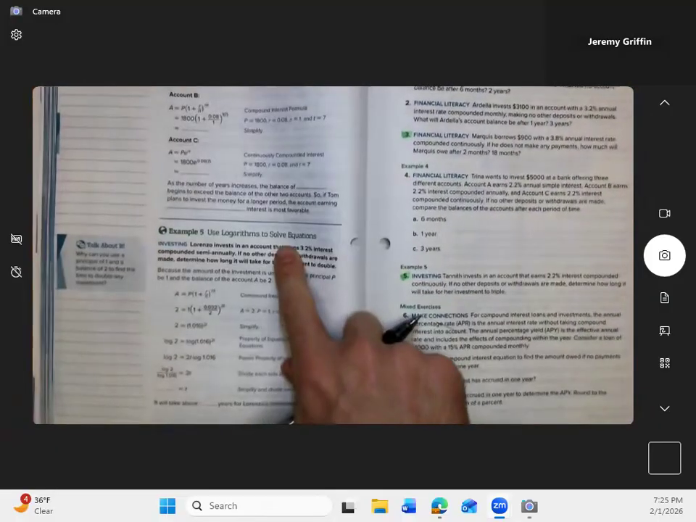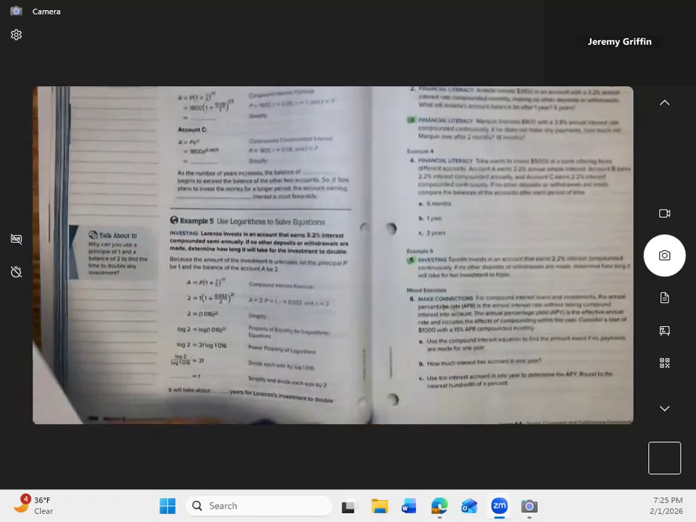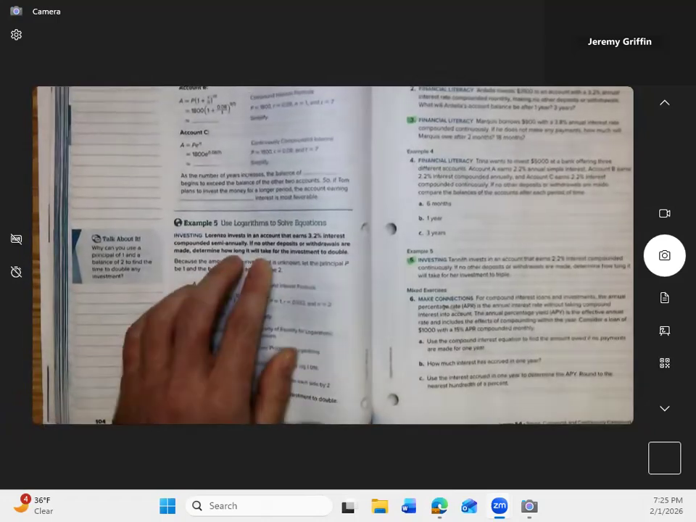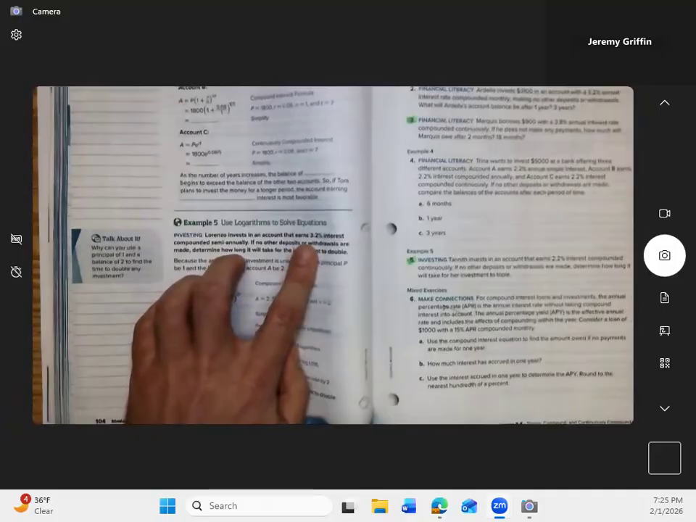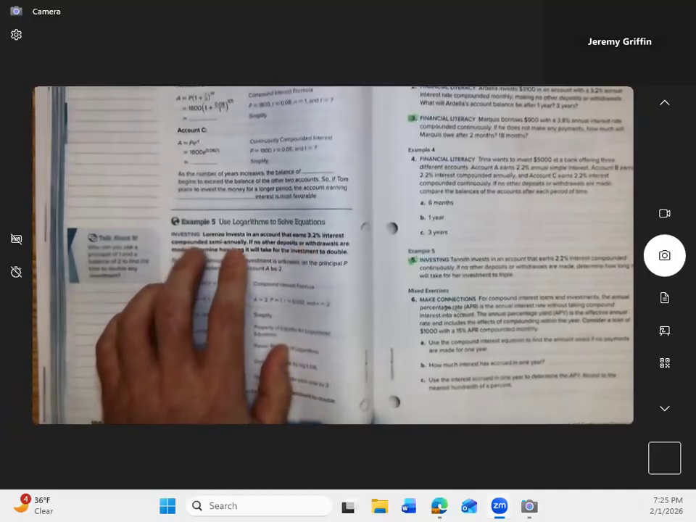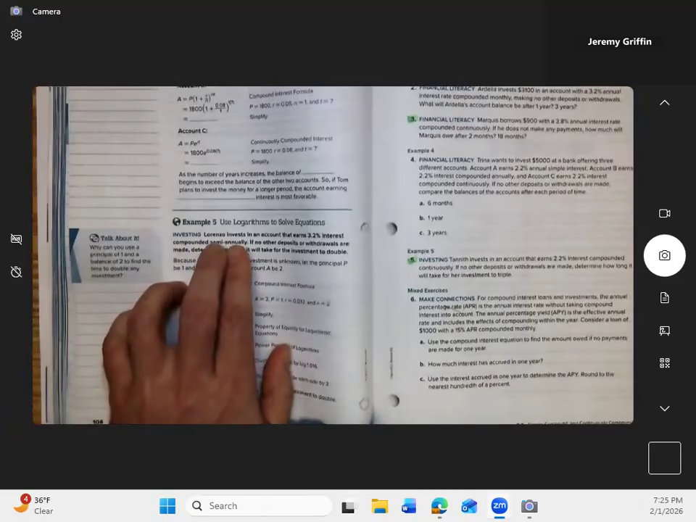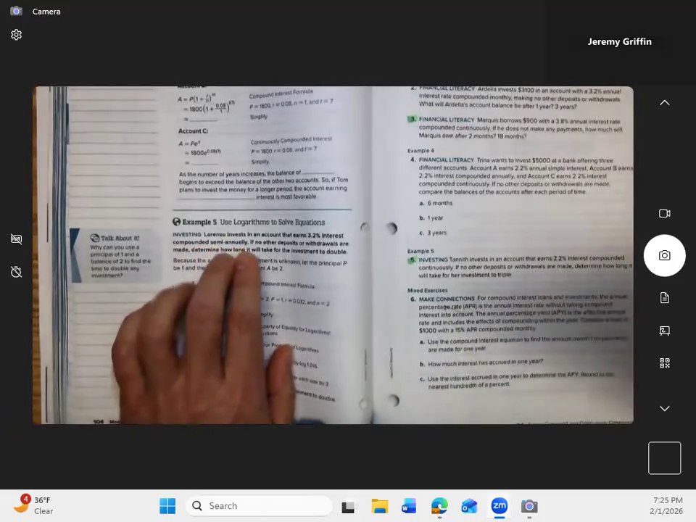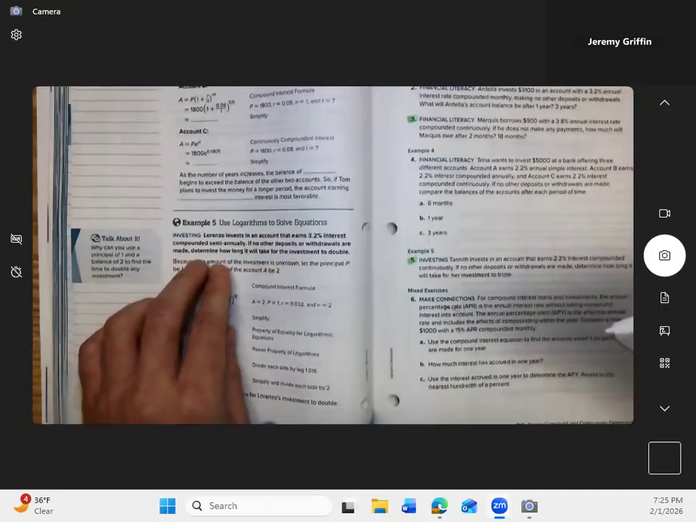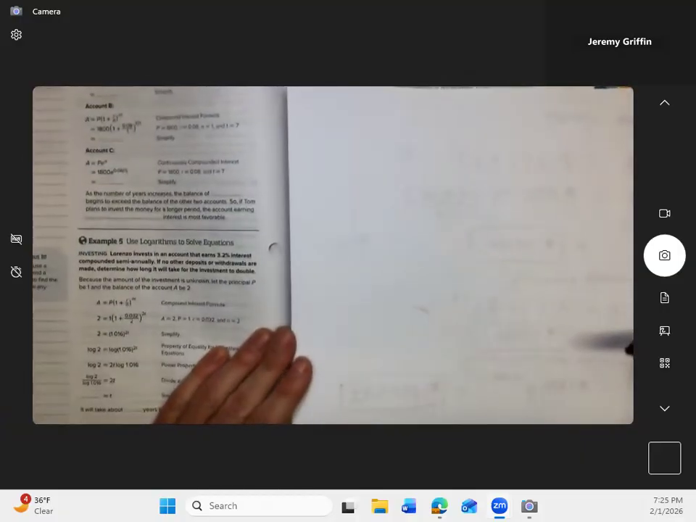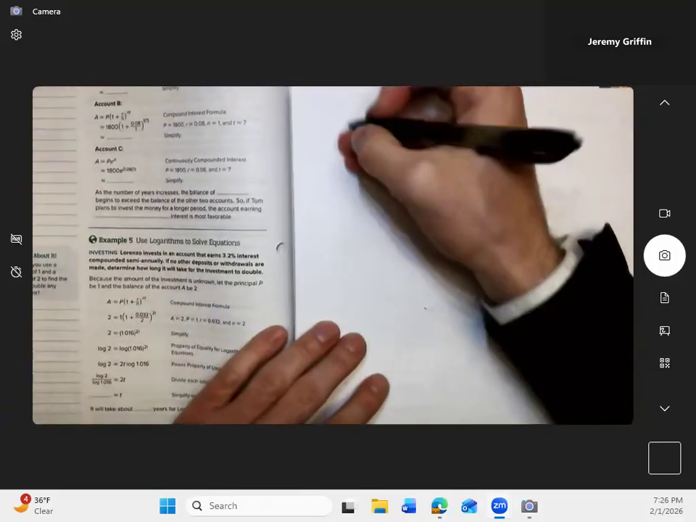Example 5. Use logarithms to solve equations. Lorenzo invests in an account that earns 3.2% interest compounded semi-annually. Okay, so that would be twice per year. So it's being compounded twice per year. If no other deposits or withdrawals are made, how long will it take for the investment to double? And notice it never told you how much he invested because that's irrelevant to the question, to double. He could put in $10 and double it to 20 or $100 and double it to 200. It would take the same time at that particular interest rate.